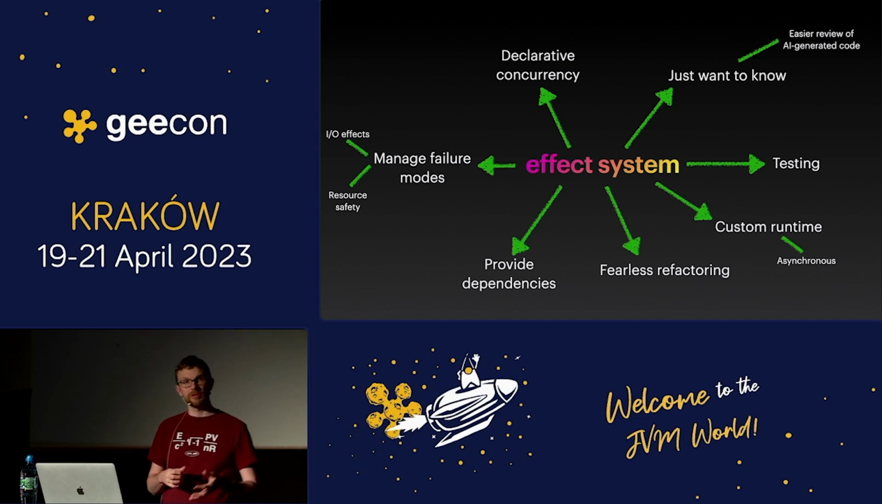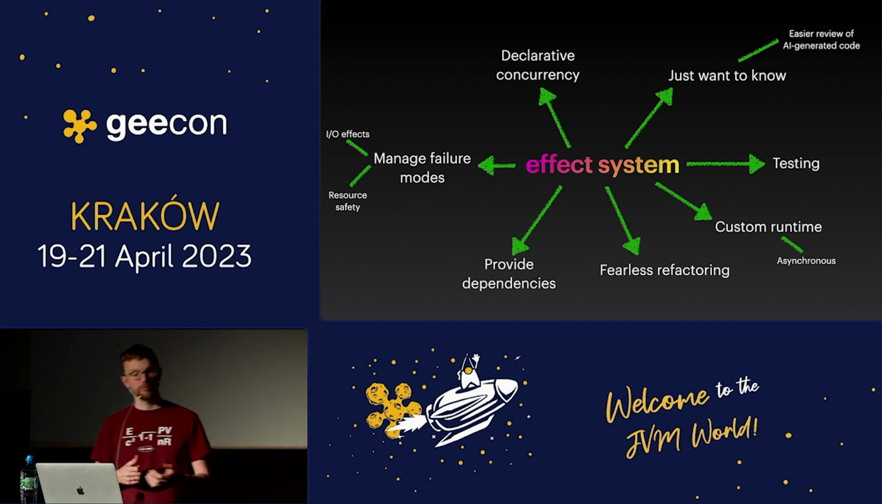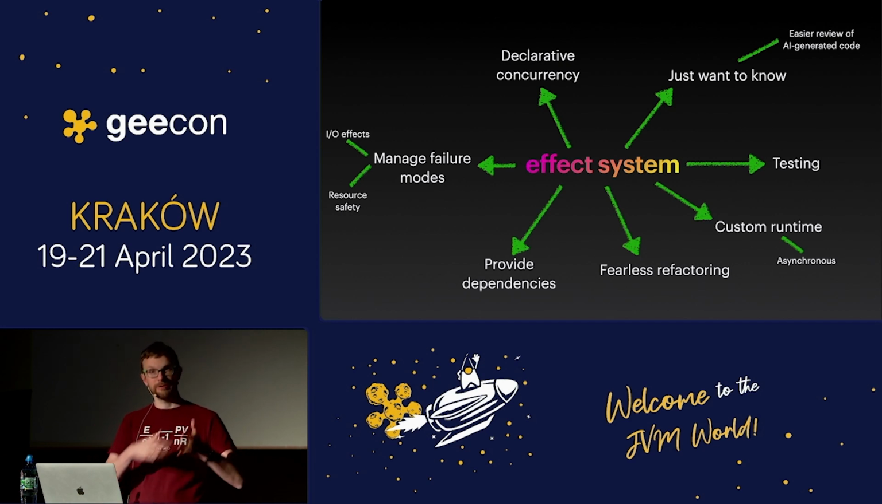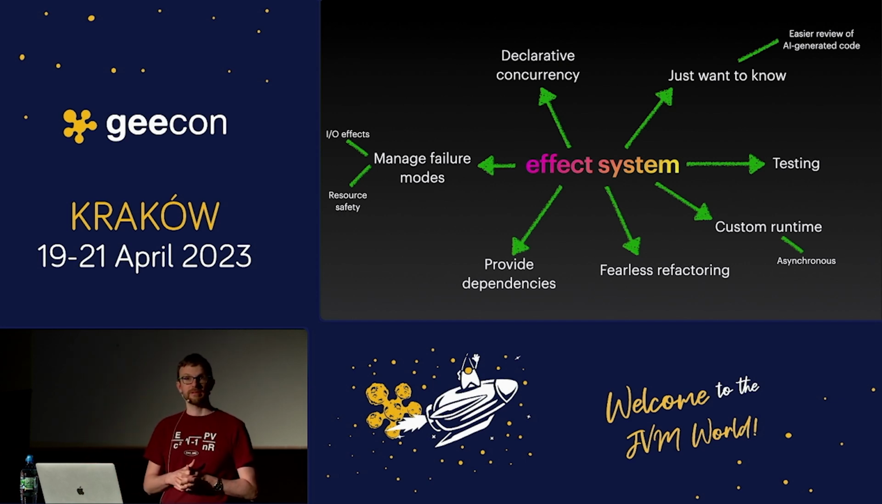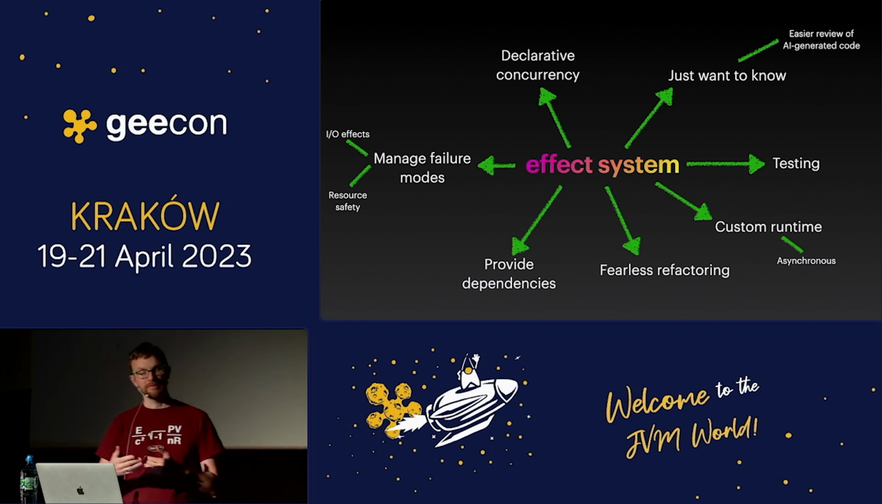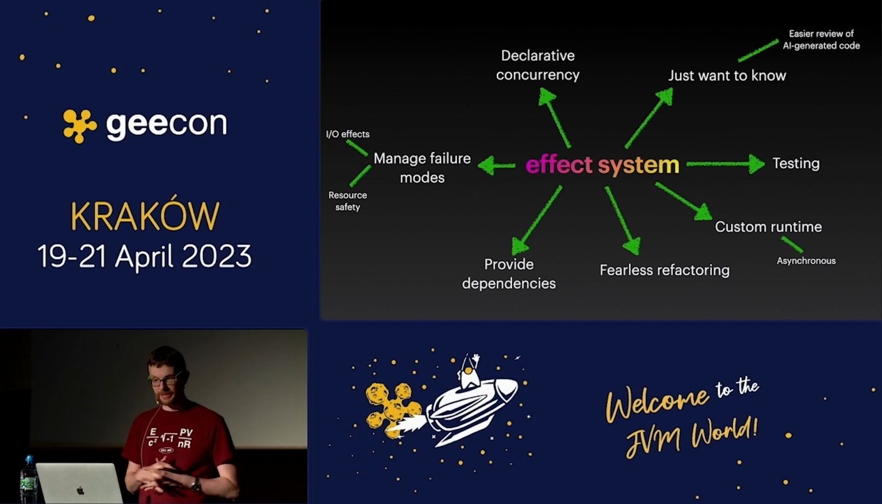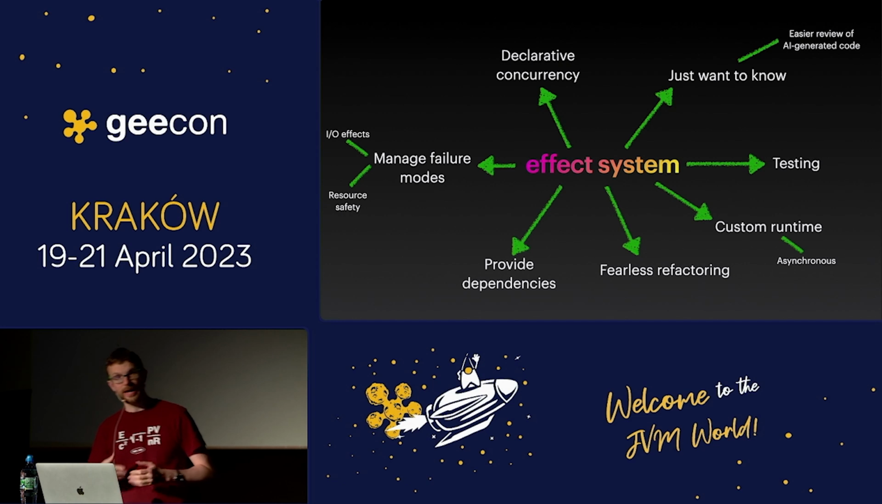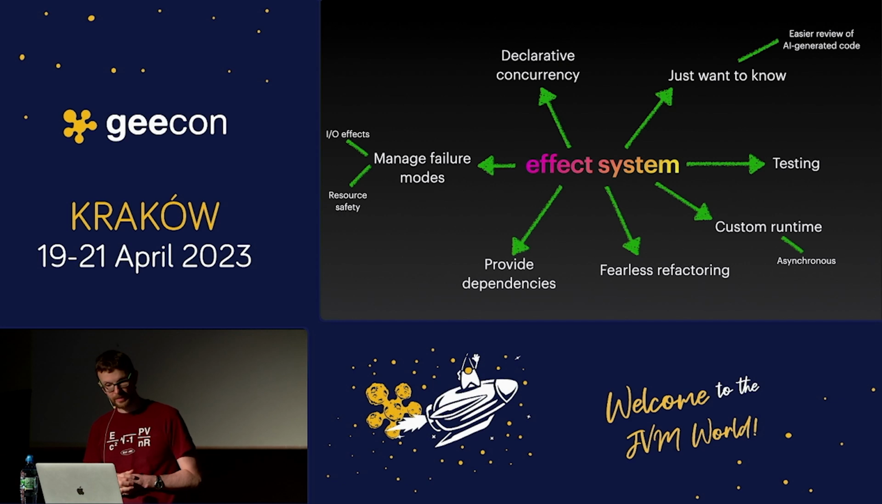I guess the most common use case is that an effect system allows you to manage failure modes. We've talked about I/O failure modes, right, when we have a network, and that's also closely connected to resource safety. When you allocate a resource, a database connection, or open a file, you want to make sure that it is closed when you don't need it, or in case of any errors. When you have multiple resources, you want all of them to be closed in the right order, and so on. So these effect systems might help you to ensure and guarantee that these resources are handled properly.